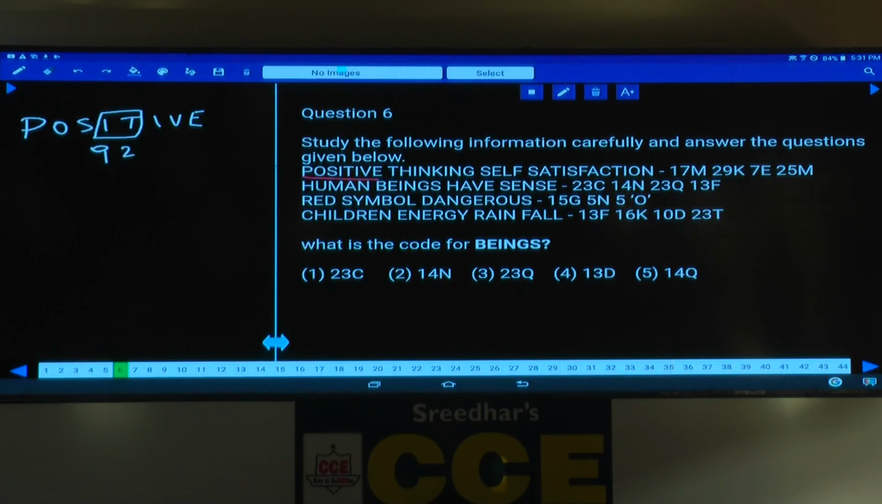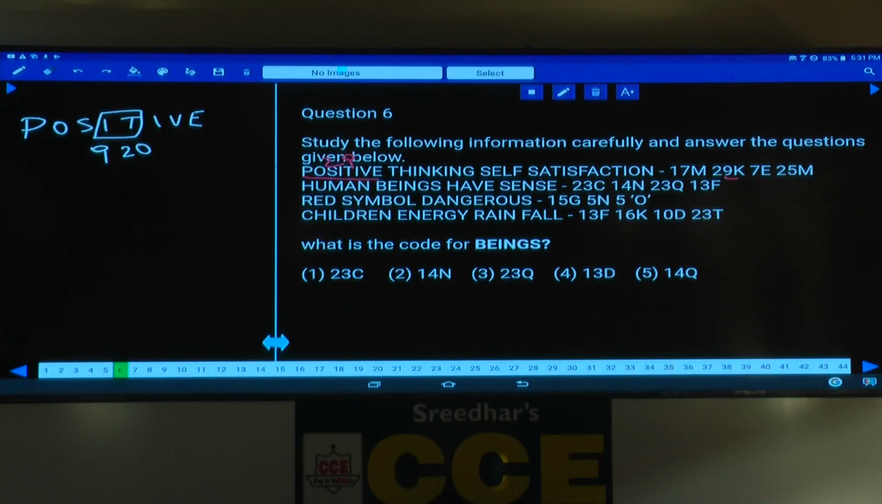T is 20. And so 9 plus 20 is what? 9 plus 20 is 29. Hence, this is the code for positive 29, the sum of the middle two letters. And what is the value here? 29, and K is given. Hence, what about this K? How can you relate this K?